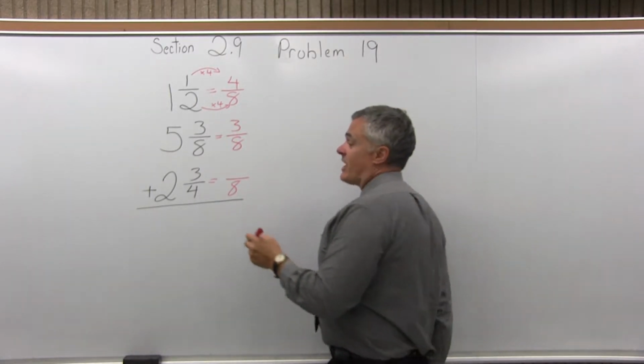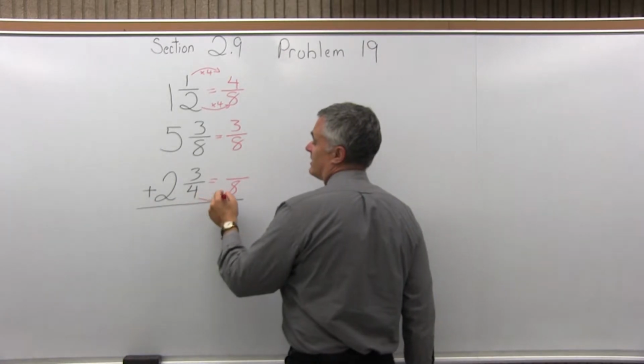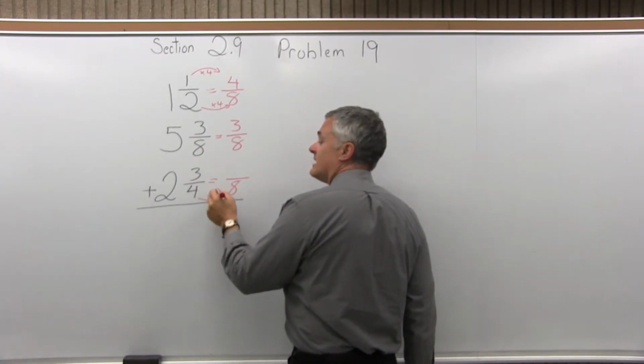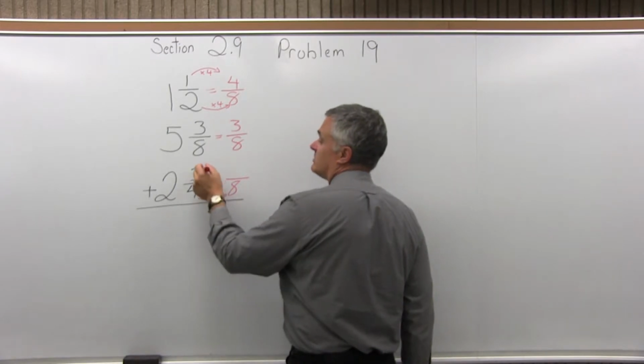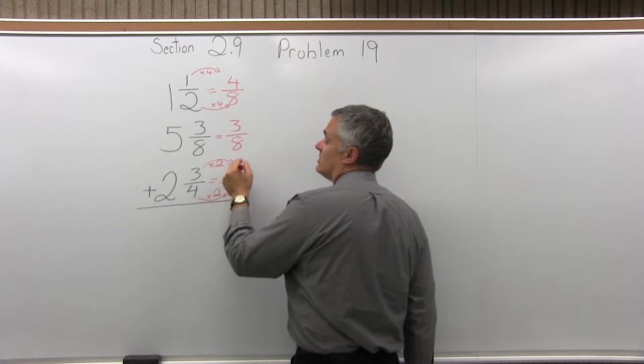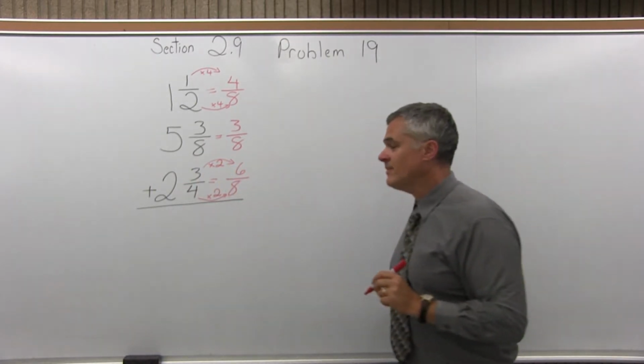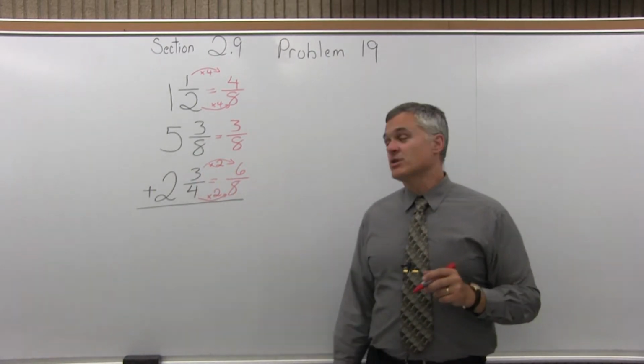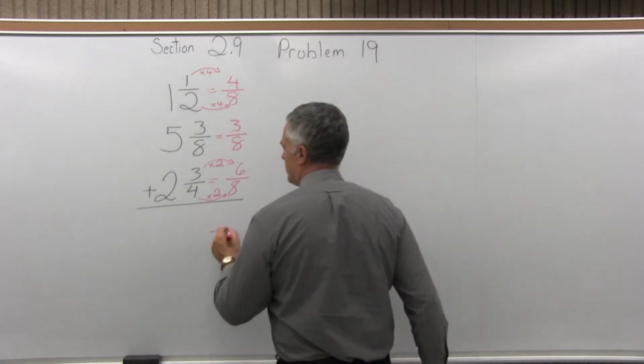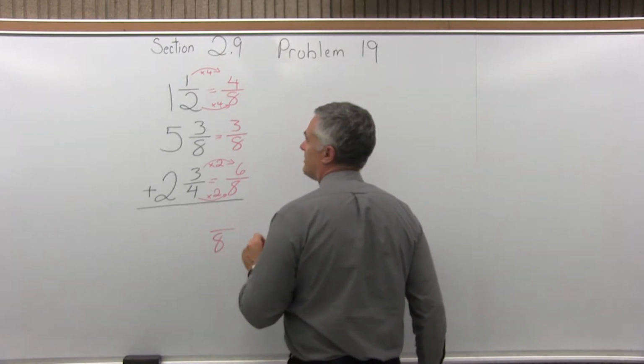And then the bottom fraction, 3/4, make an equivalent denominator of 8. So 4 times something is 8. The something must be a 2. 4 times 2 is 8. So the numerator gets multiplied by the same amount, times 2. 3 times 2 is 6. Now all the fractions are something over 8, so I can add them up. I'll have a common denominator of 8.